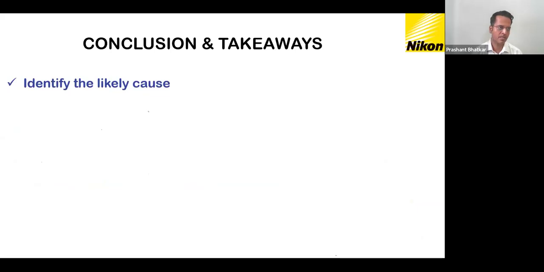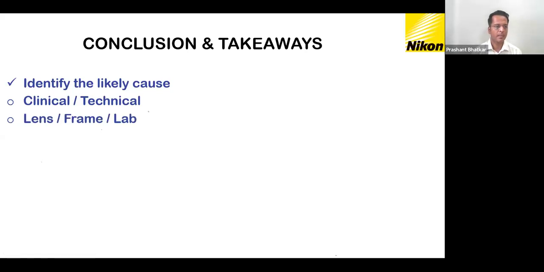Identify the likely cause. Obviously, just don't conclude what the solution is. Identify whether the problem is clinical or technical. Whether there's a problem in the prescription, whether there's a problem in the PD or fitting height. When you say clinical or technical, that's what it is. Identify the problem in the lens. Whether there's a problem in the frame. Do I need to change the frame or the lens? Or is there a problem from the lab? I sent the glasses, but the glasses were not fitted correctly. The lens was not given correctly. So sometimes there is a possibility of a problem at the lab level.